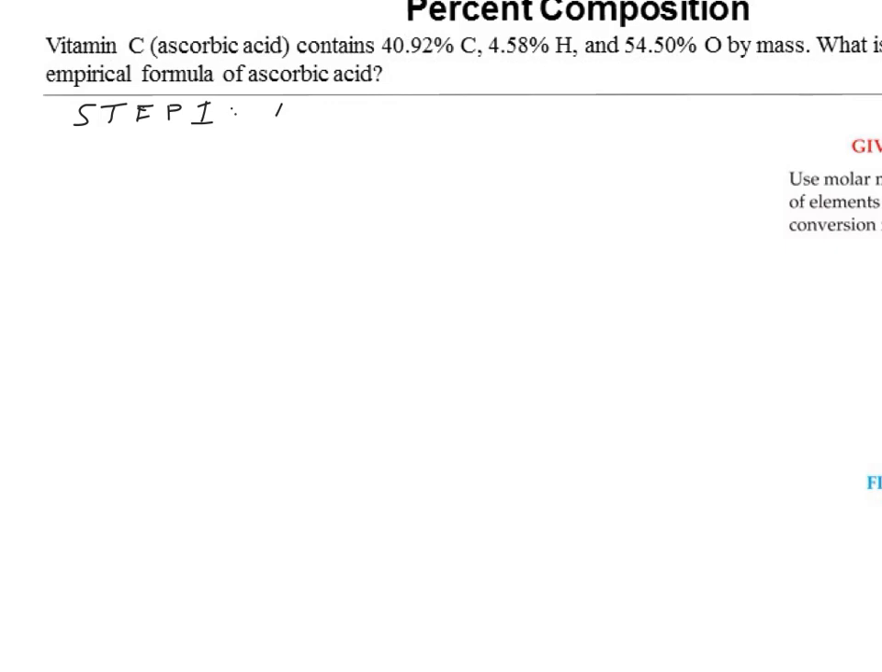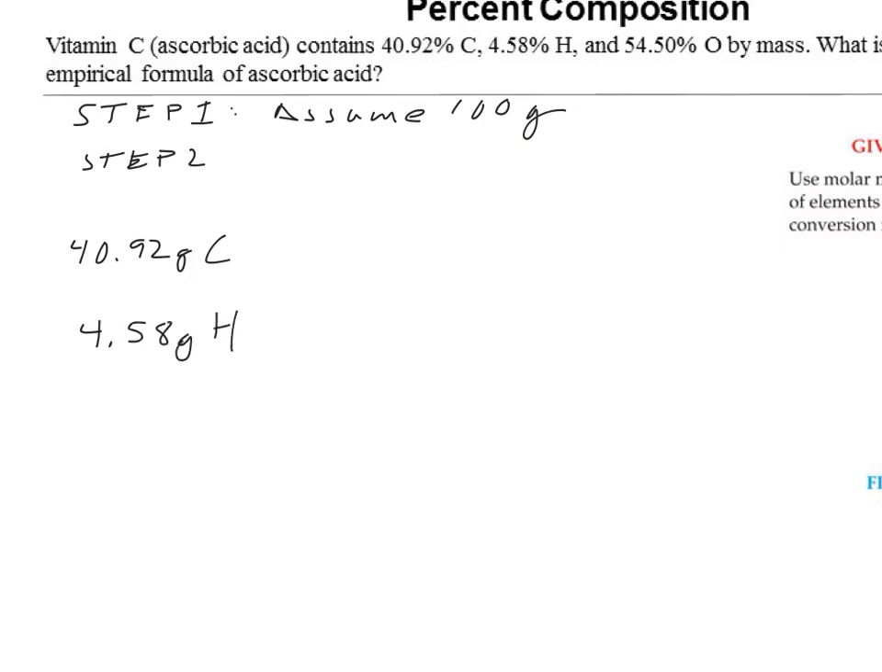Step 1, assume 100 grams. So if we're going to assume that we have 100 grams, that means we'd have 40.92 grams of carbon, 4.58 grams of hydrogen, and 54.50 grams of oxygen. Now in step 2, we're going to calculate the moles.